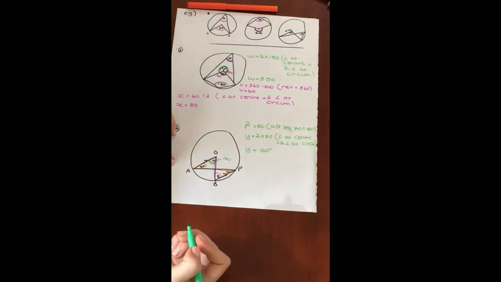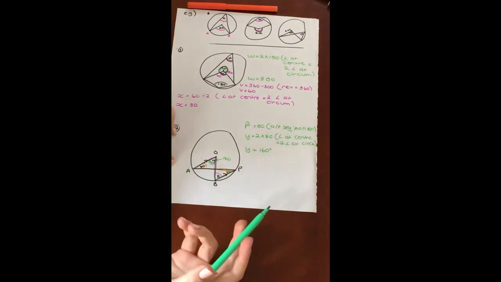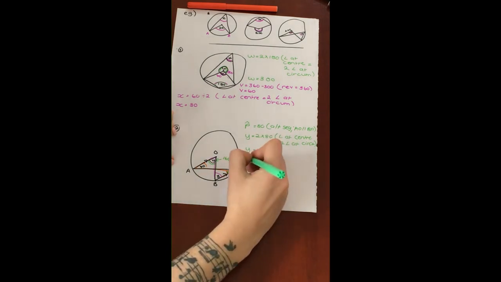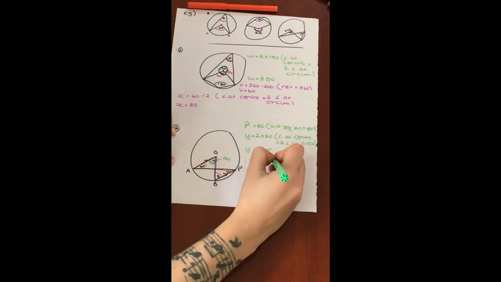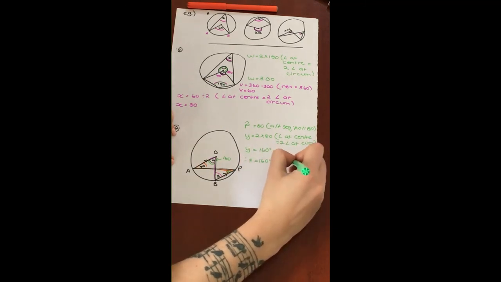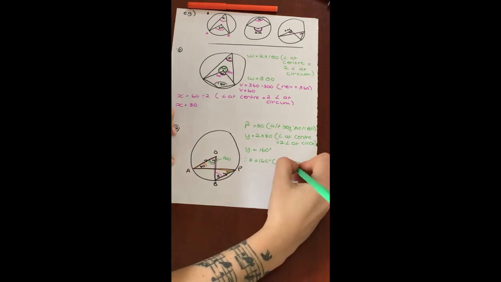So we know this is 160. Okay, now I already helped us a little bit by drawing that first Z. We know that Y and Z are equal to each other because of alternate segments. So then you can say, therefore, Z is also equal to 160 because alternate segment, and then make sure again you put in your parallel lines.